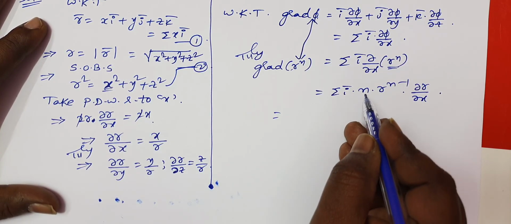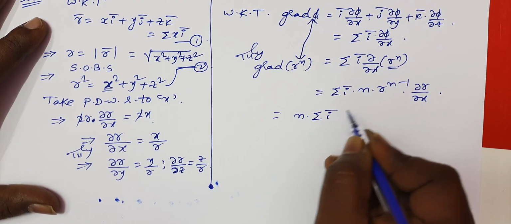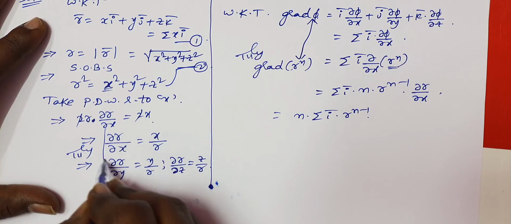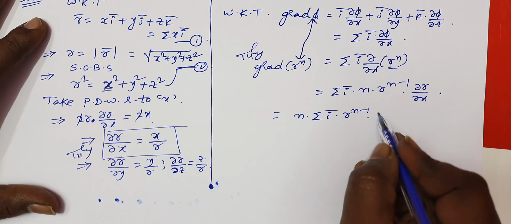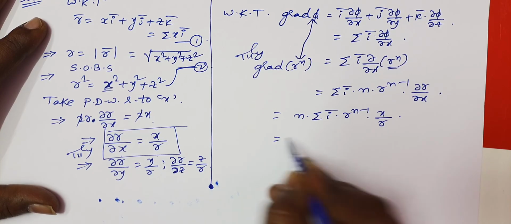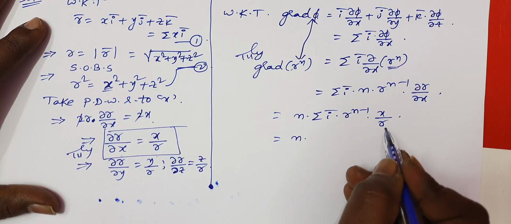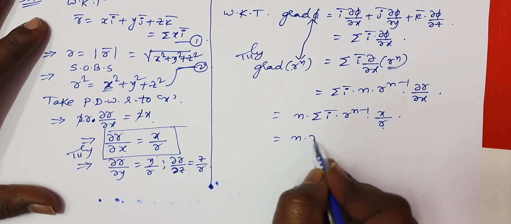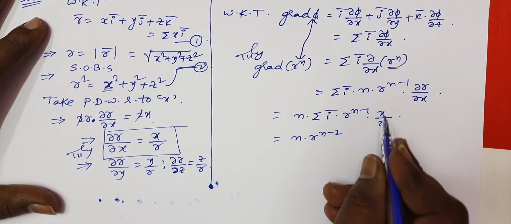We observe that n is a constant term, so write it outside the sigma: sigma i bar into r power n minus 1 into dou r by dou x. We got earlier that dou r by dou x is x by r. So this can be written as n into r power n minus 2. If you take the denominator to the numerator, it becomes r power n minus 2, which is also a constant term. So the summation depends upon i bar and the x variable only.